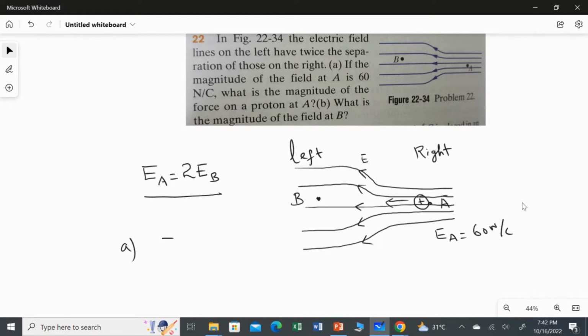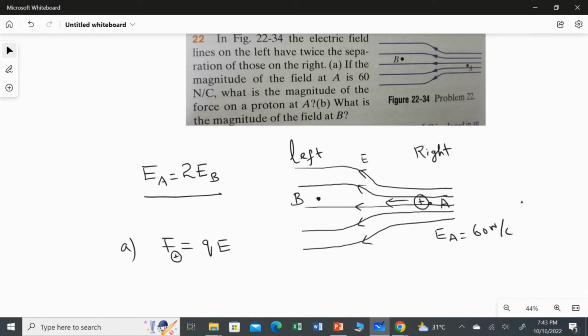The force experienced by the charge is equal to the charge multiplied by the electrical field. Clear? Which charge? The force experienced by the positive charge. Better I put a positive charge here. The force experienced by the positive charge is equal to the charge multiplied by the electrical field strength.